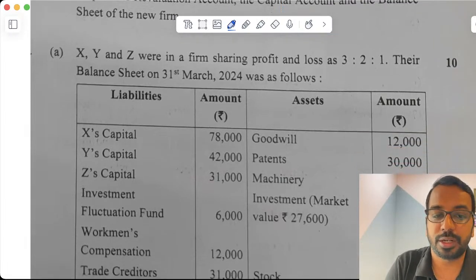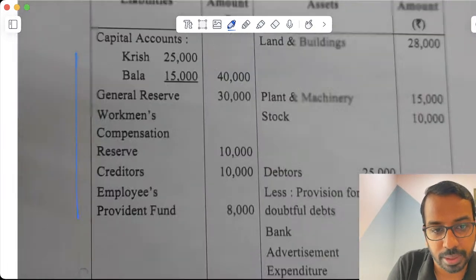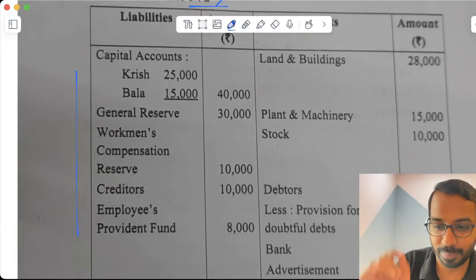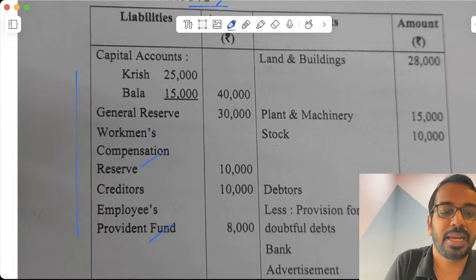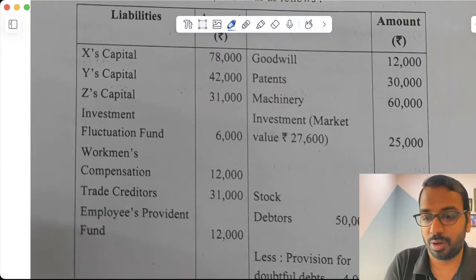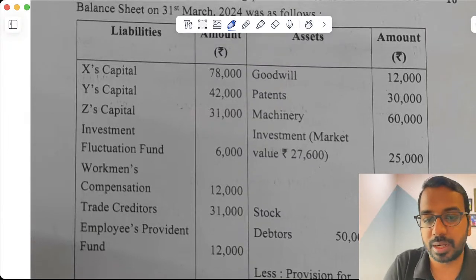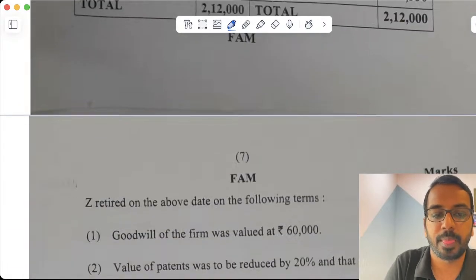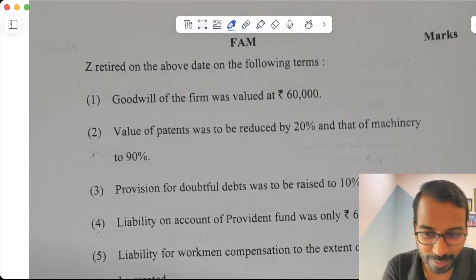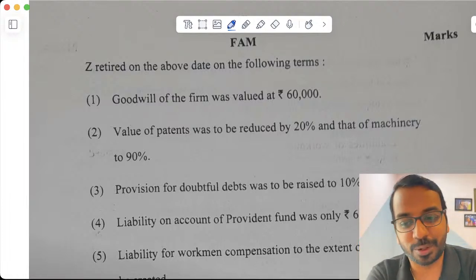Then X, Y, Z in 3:2:1 ratio. Okay, then you have investment fluctuation fund, workman compensation, trade creditors, EPF. So, am I reading the same question? No. See here, the benefit this time you have is EPF, workman compensation, right? They are repeat items. I don't know how they did it, but they are repeat items. Then you have goodwill, patents, machinery, investment, market value 27,600, stock, debtors, PBT, cash at bank. Jet retired. So if you know admission, you can handle retirement also.